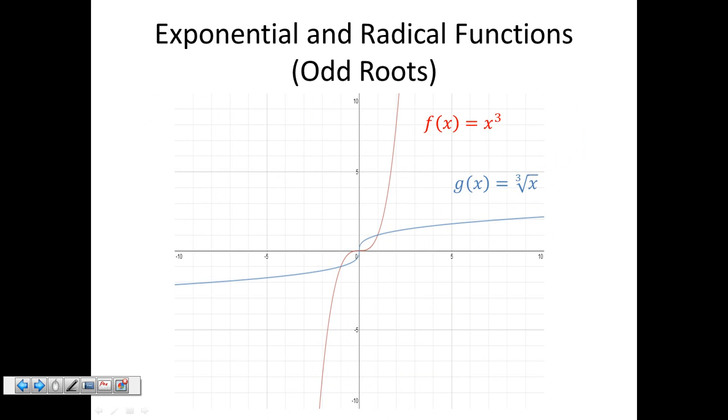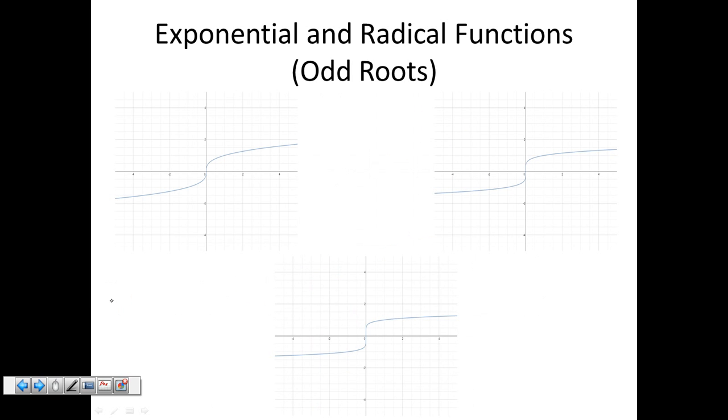Now let's move on to our odd roots. Again, I've drawn the function f of x equals x cubed, and I've drawn g of x equals the cube root of x. So these are inverse functions. We don't have to split it in half because the cube root works great with negatives. When we take the cube root of a negative, it spits out a negative. So we don't have this weird not-a-function issue if we do it for every number. So it works out great.